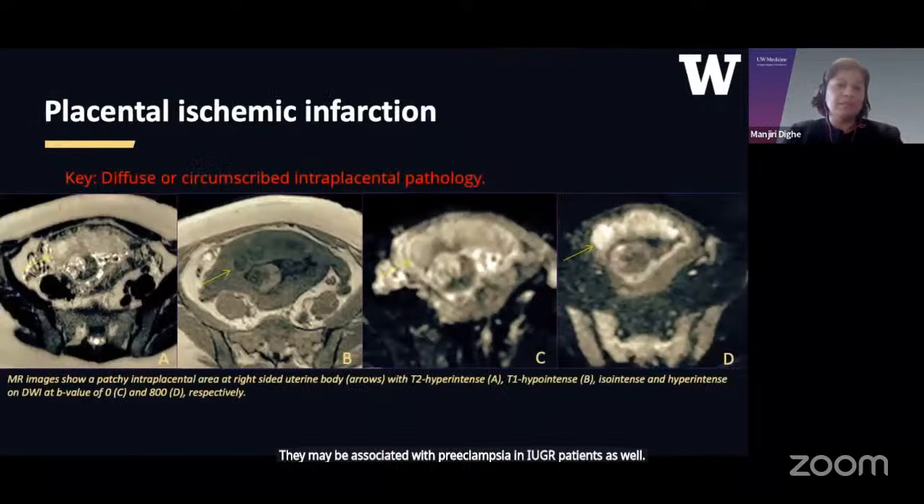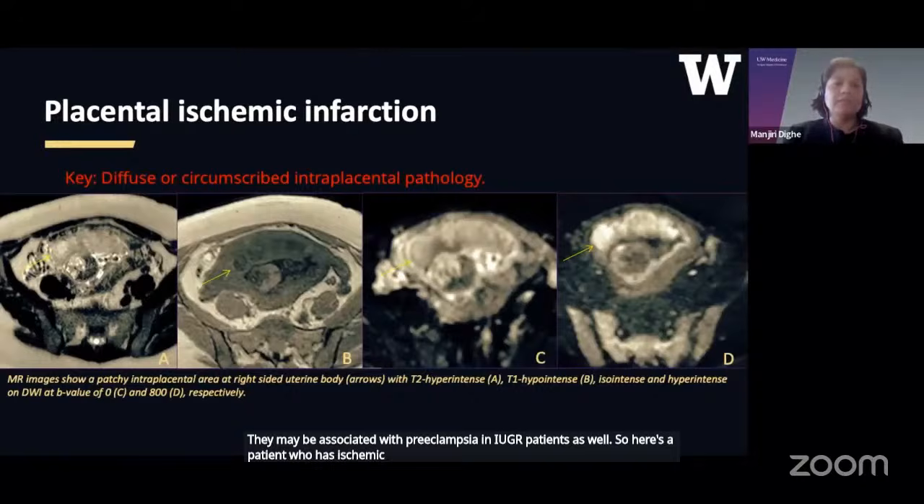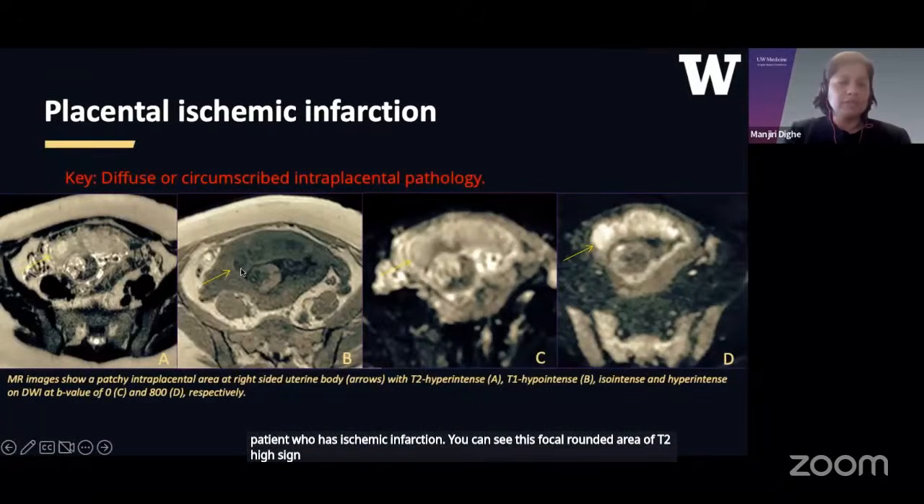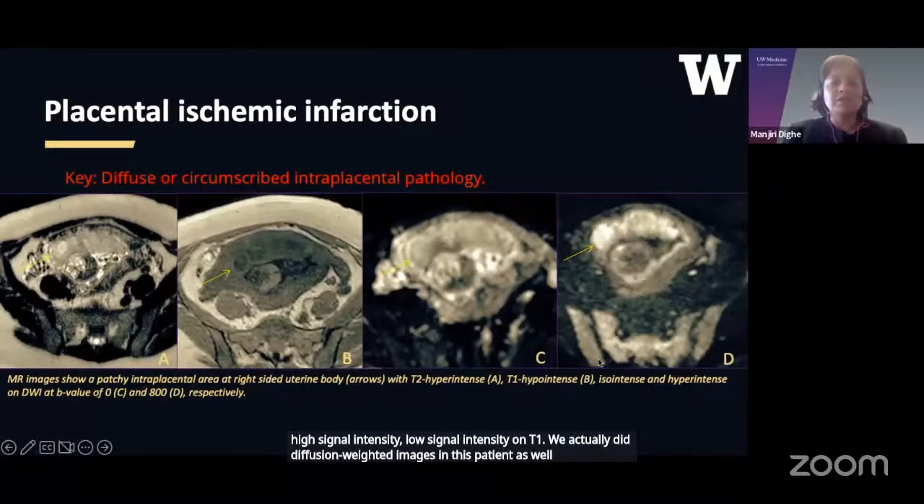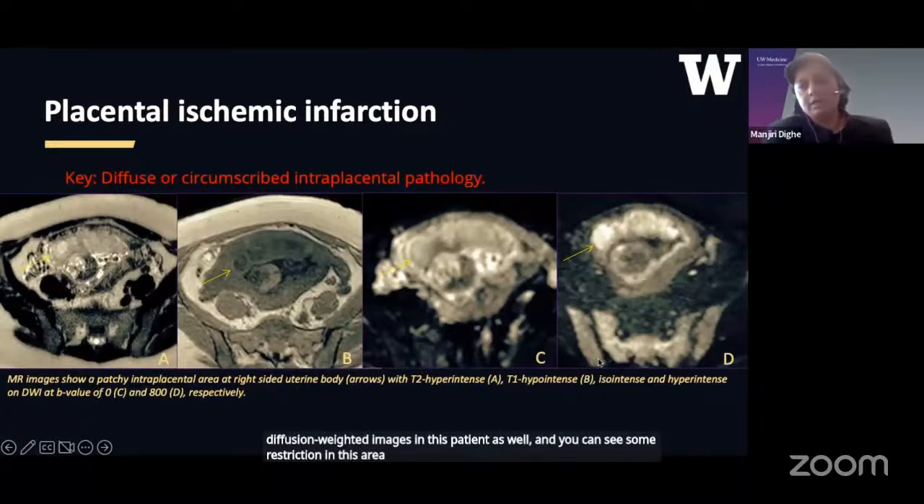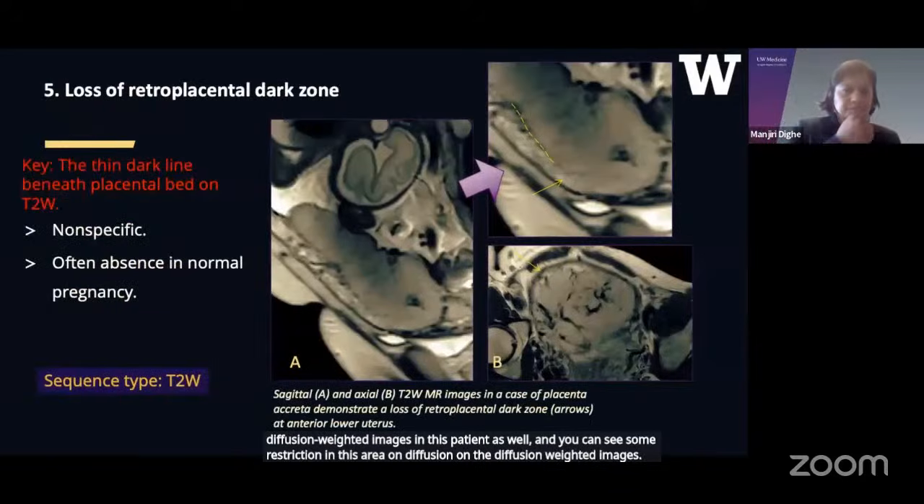So here's a patient who has ischemic infarction. You can see this focal rounded area of T2 high signal intensity, low signal intensity on T1. We actually did diffusion weighted images in this patient as well. And you can see some restriction in this area on the diffusion weighted images.